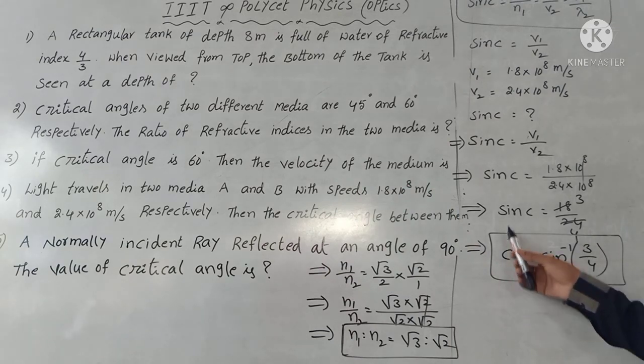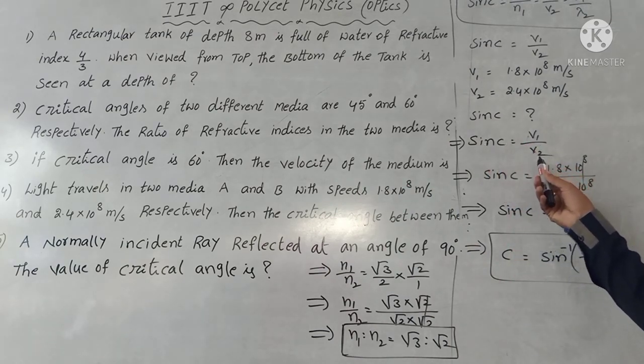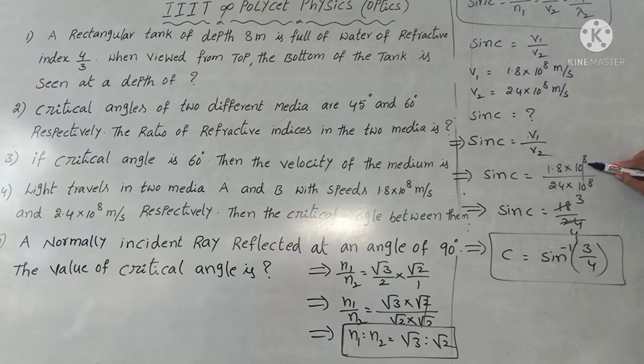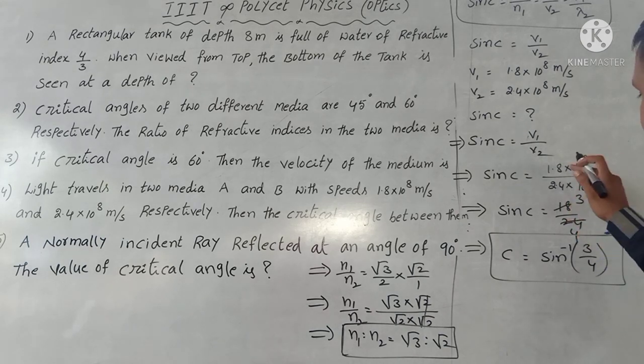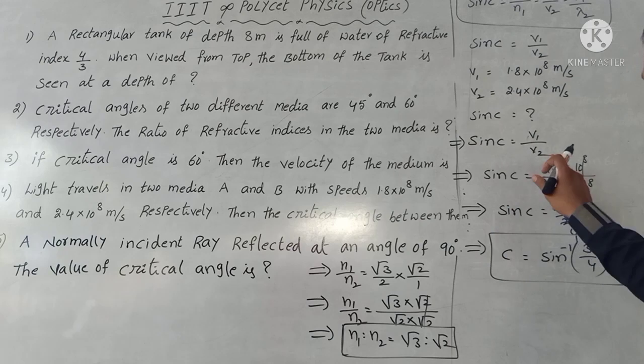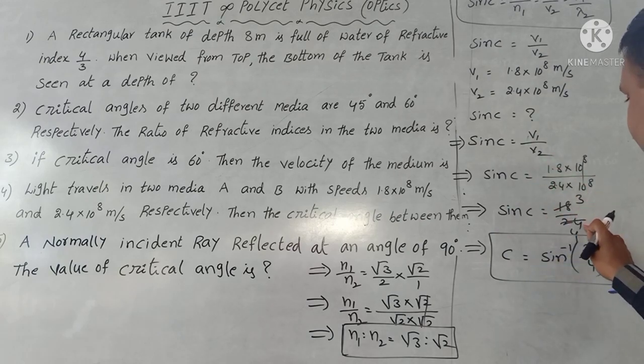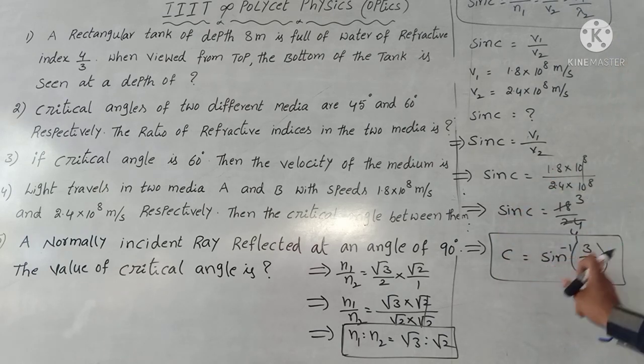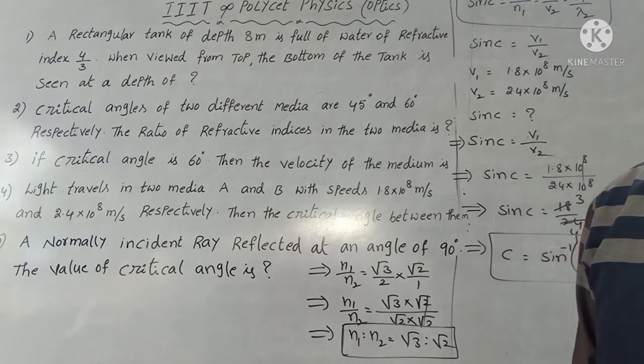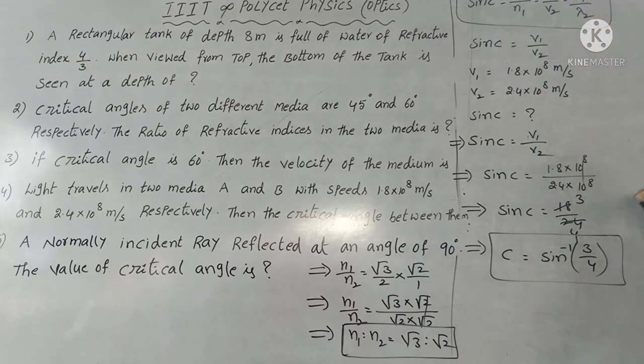So finally sin C = V1/V2 = 1.8 × 10^8 / 2.4 × 10^8. The 10^8 in numerator and denominator cancel. So 1.8/2.4, divide and multiply by 10, gives 18/24, six 3s and six 4s. Sin C = 3/4. Then C = sin inverse 3/4. This is the fourth problem. After that, now we go to the last one.